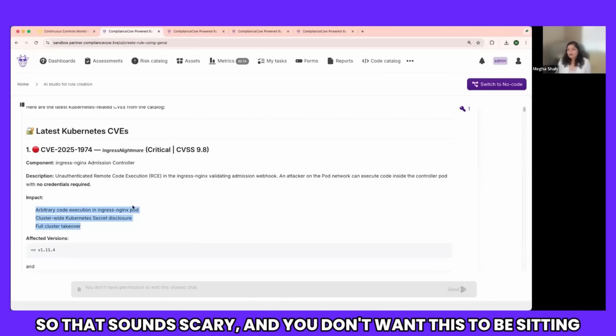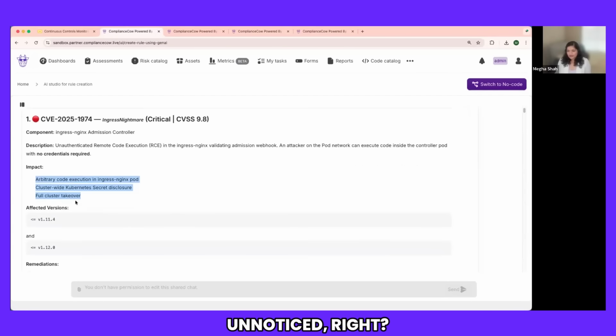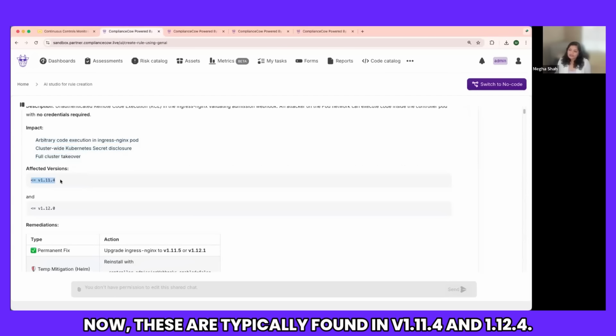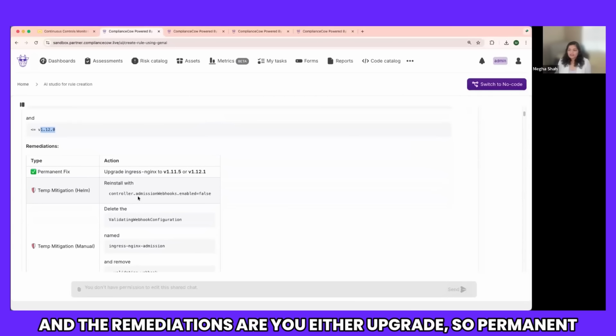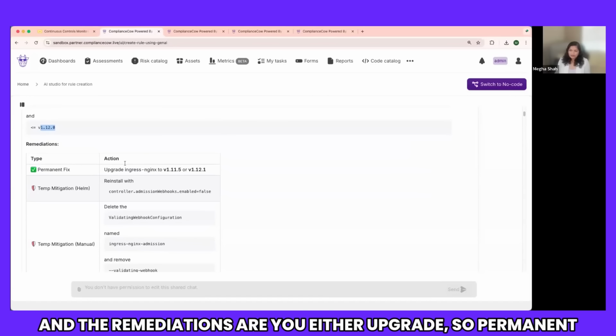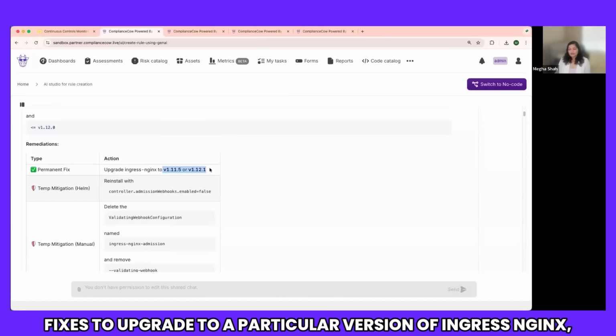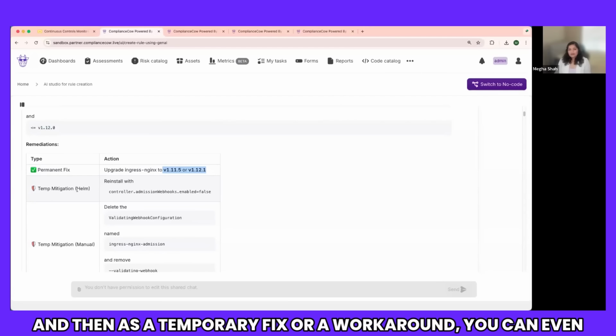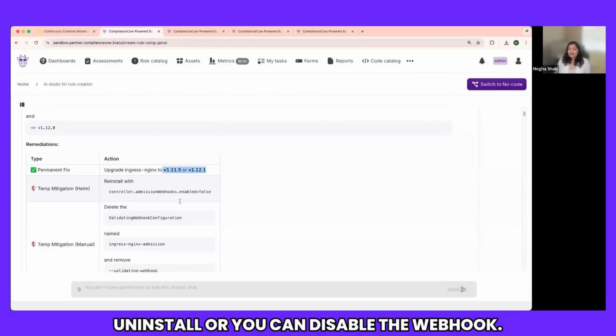So that sounds scary, and you don't want this to be sitting unnoticed, right? Now, this is typically found in v1.11.4 and 1.12.0. The remediations are: the permanent fix is to upgrade to a particular version of Ingress NGINX, and as a temporary fix or workaround, you can uninstall or disable the webhook.